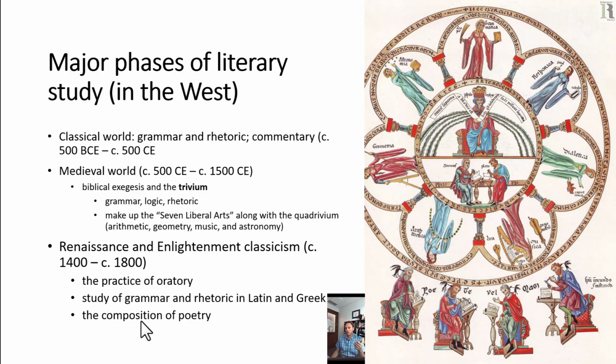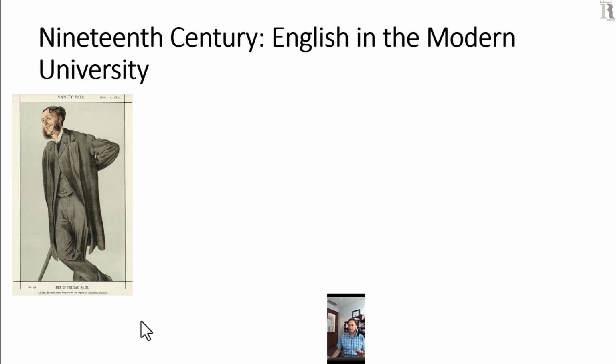And part of this has to do with nationalism and the rise of the nation state and the increasing sense by English speakers of the value of their own language, that English wasn't just a kind of lesser language to Greek and Latin, but that it was a language of a great people in its own right. And this is where we come into the 19th century with the status of English in the modern university.